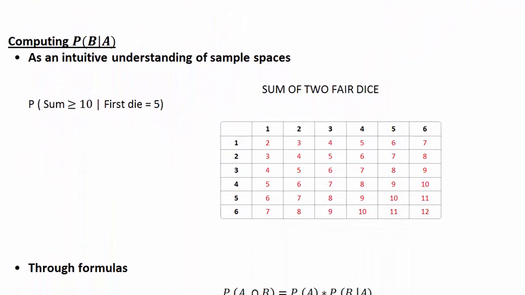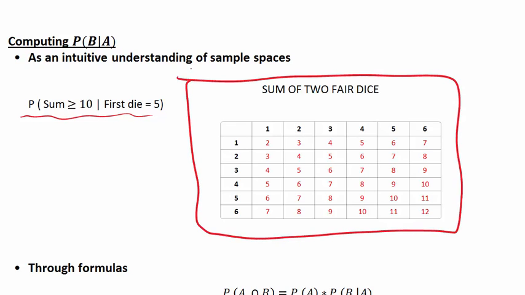So next, computing P given A. So we're still given or under the condition of A. We're still looking at conditional probabilities. As an intuitive understanding of sample spaces, really, if I were to look at this particular example to try to show us probability that the sum of two dice is greater than or equal to 10, given that the first thing you roll is a 5. So what I could do is look at the entire sample space of rolling two dice. And there you have in black on the row and column headers the outcomes of the two individual dice, and shown in red are the rolling possibilities, the sums of those dice.